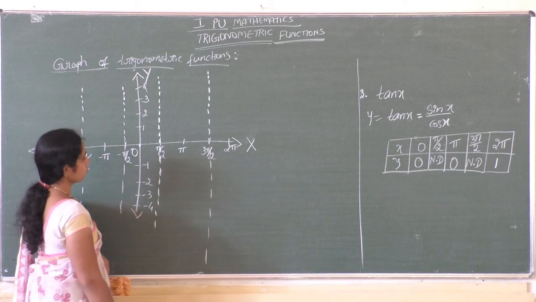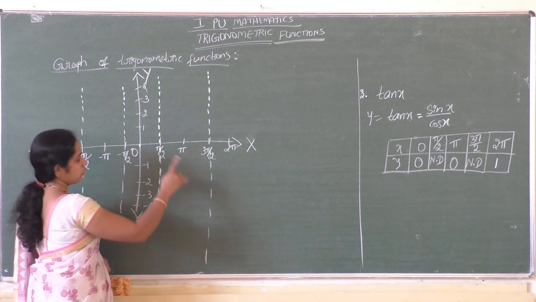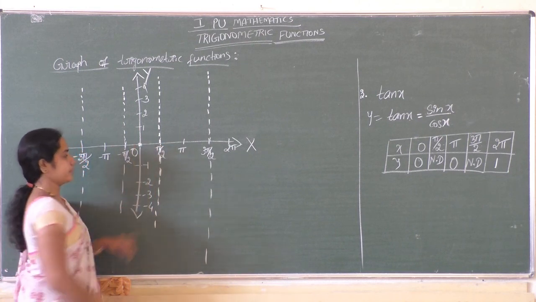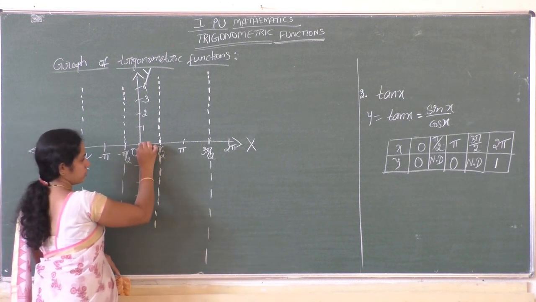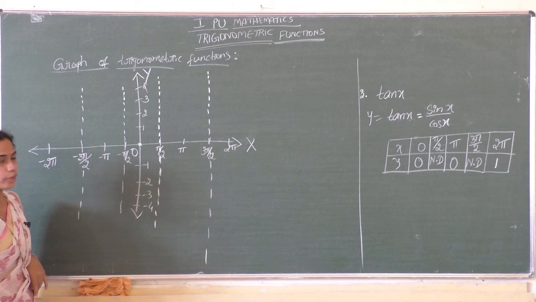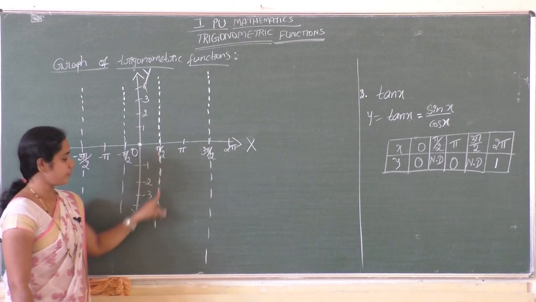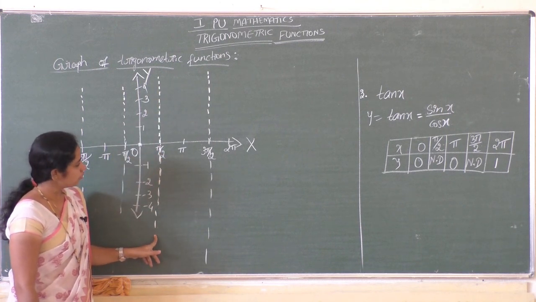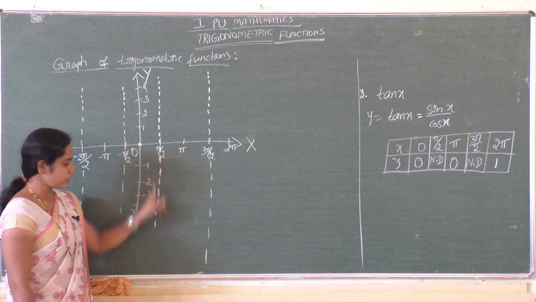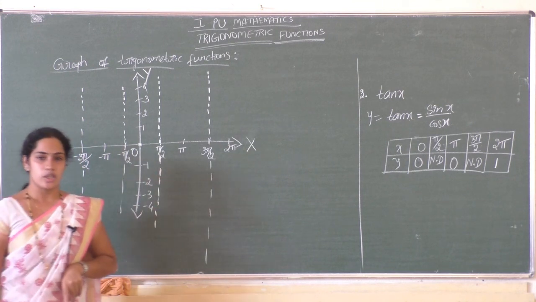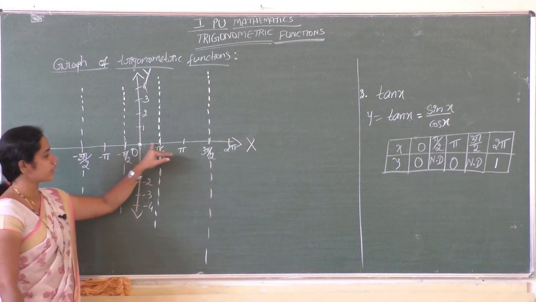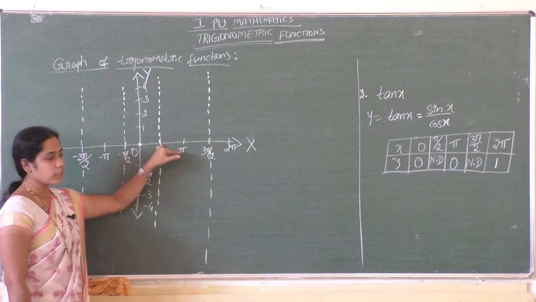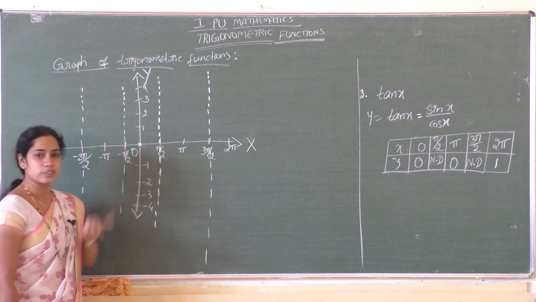Now for x equal to 0, tan 0, here this point is the origin. Next, for pi by 2 the function is not defined, that means we have to put a dotted line, because for this value the function is not defined. Now we have to check the quadrant. First, 0 to pi by 2 is the first quadrant. What is the sign of tan x in the first quadrant?